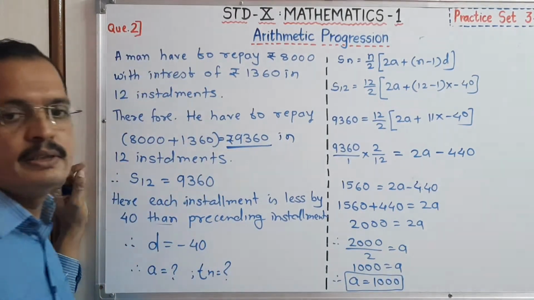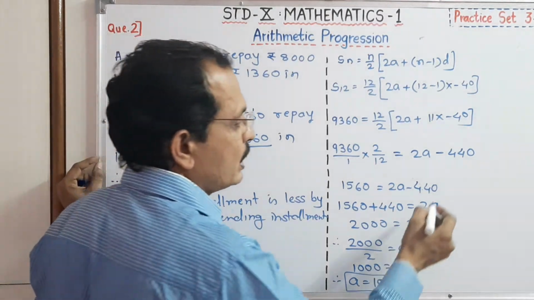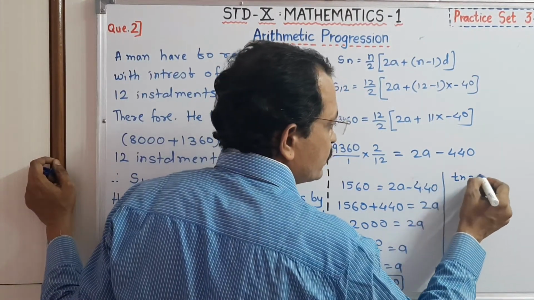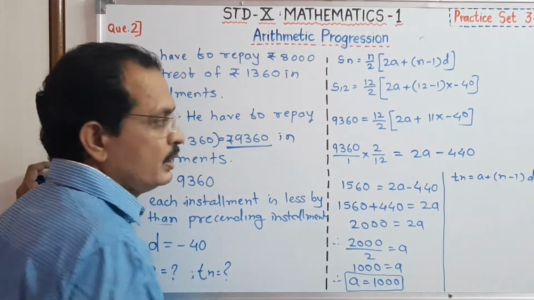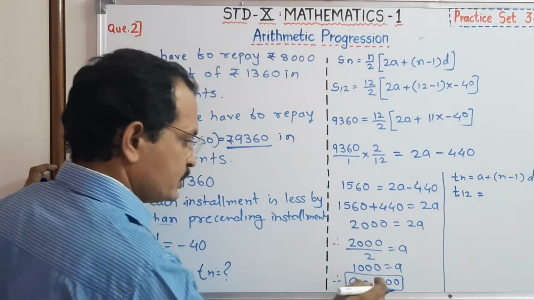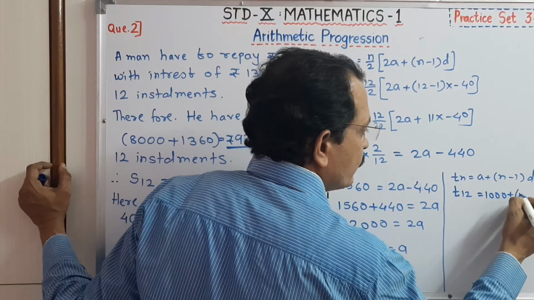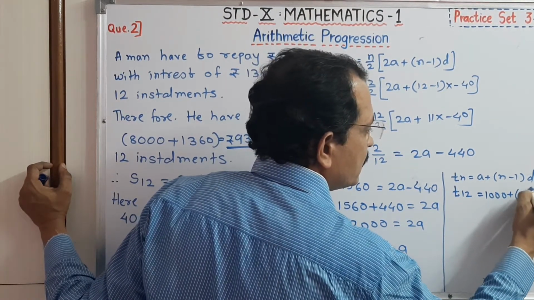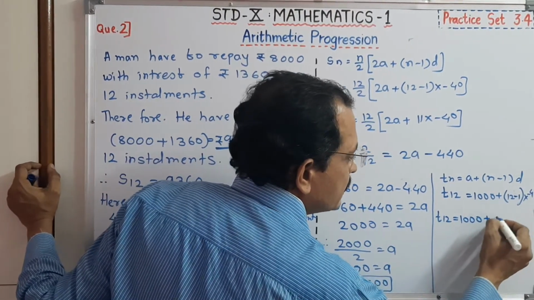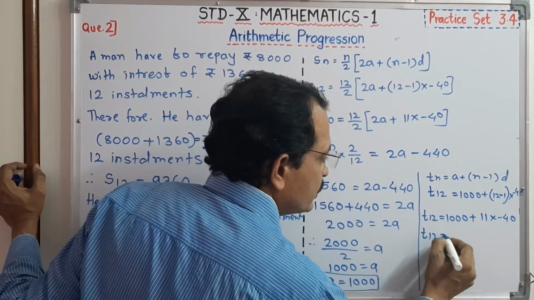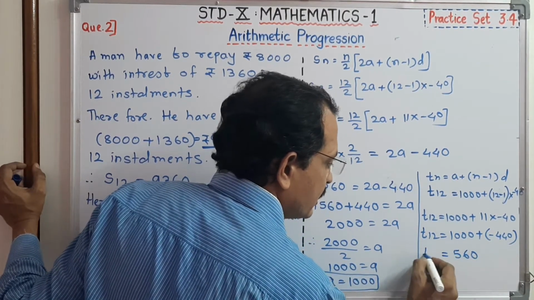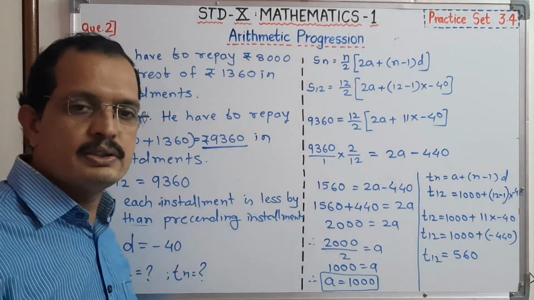That means the first installment is 1000 rupees. Now we have to find out the last installment. We can solve this in two ways. We can use the Tn formula. Tn is equal to a plus n minus 1 into d. Now we have to find out T12, that is the last installment. T12 is equal to first term a is equal to 1000 plus 12 minus 1 into minus 40. Now see here, T12 is equal to 1000 plus 11 into minus 40. T12 is equal to 1000 minus 440. Now it is 560. Therefore, the last installment is 560 rupees.